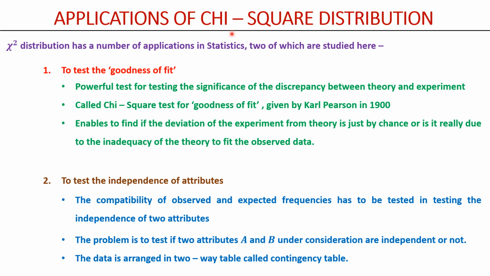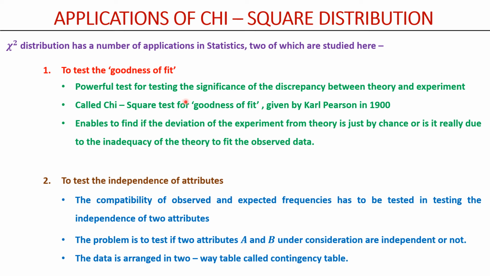There are plenty of applications, but we are focusing on the main two of them, which are to test the goodness of fit and to test the independence of attributes. These are the two applications we are discussing in this video. Now, what we mean by goodness of fit is that it's a very powerful test for testing the significance of the discrepancy between theory and experiment. So, in short, it is to test if there is any significant difference between the experimental data and the theoretical data.